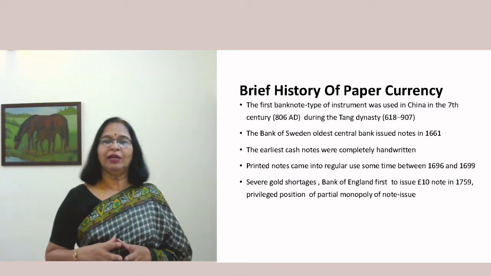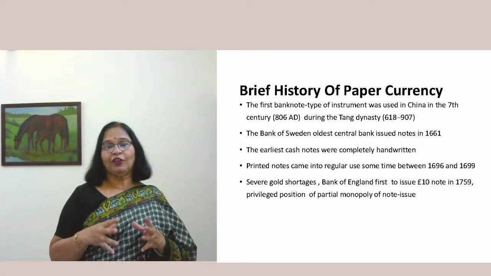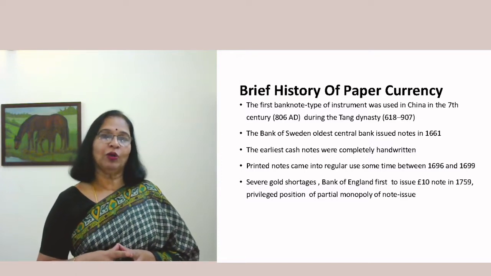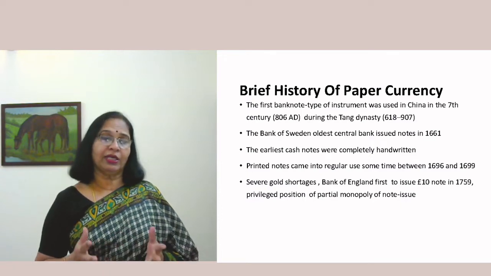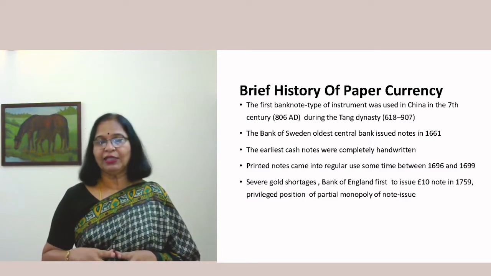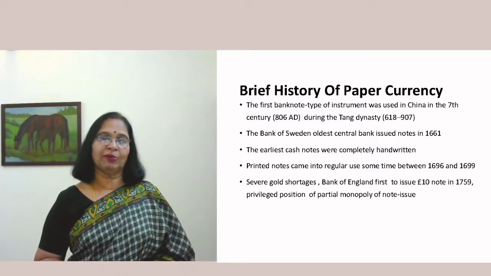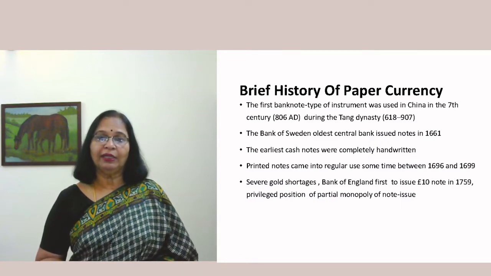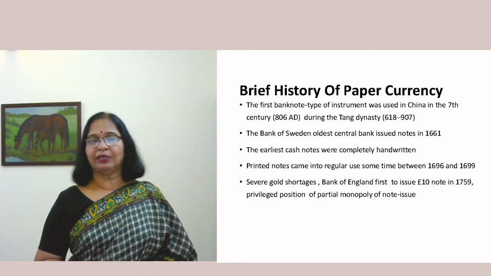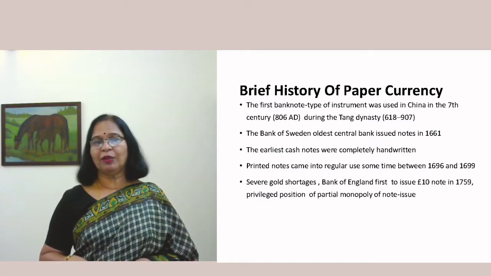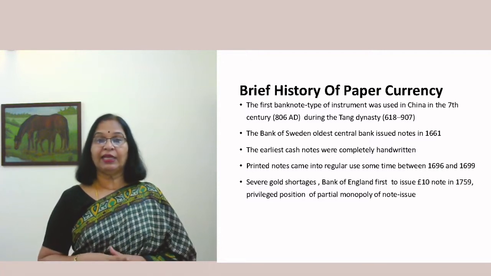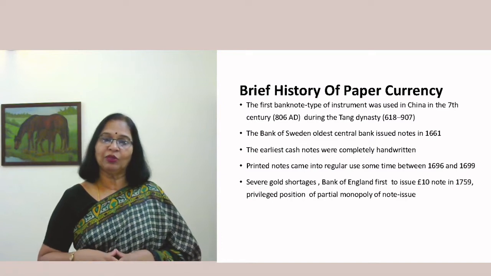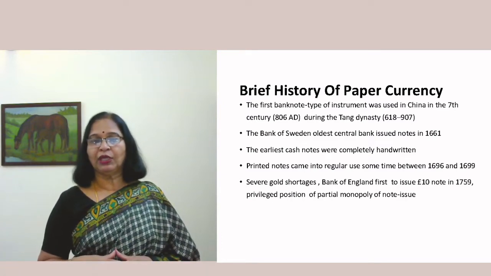Now let's look at the history of paper currency itself. The first banknote that we know of was a type of instrument that was used in China in the 7th century, 806 AD. Later, we find that the Bank of Sweden, which is the oldest central bank in the world, issued notes in 1661. The earliest cash notes were completely handwritten. Printed notes came into regular usage sometime between 1696 and 1699. The Bank of England was the first to issue a £10 note in 1759.